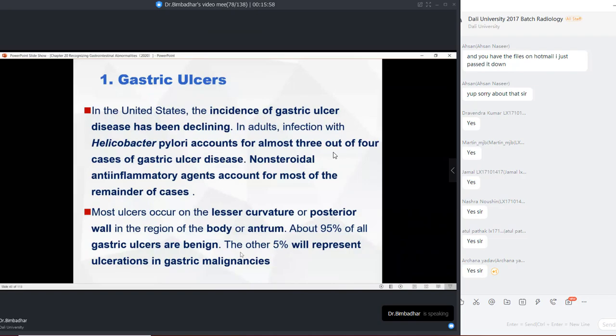The first thing that we are going to learn is a very peculiar disease, known as gastric ulcer disease, which is also called peptic ulcer disease, and is quite a common condition. Gastric ulcers are quite common and have an association with a bacterium, Helicobacter, which is responsible for most of the cases of gastric ulcer disease.